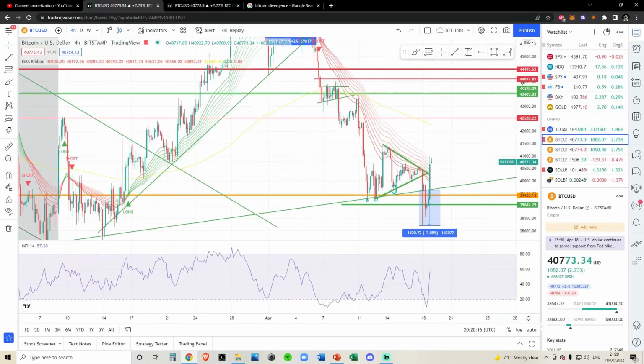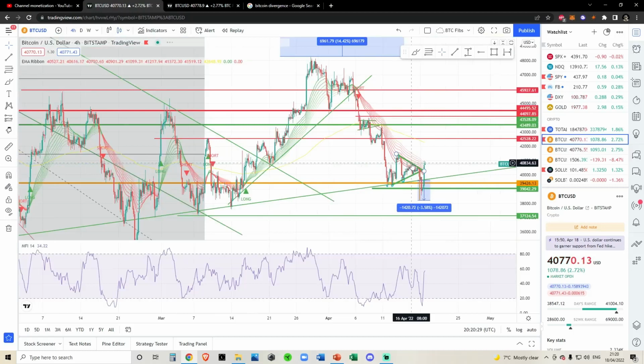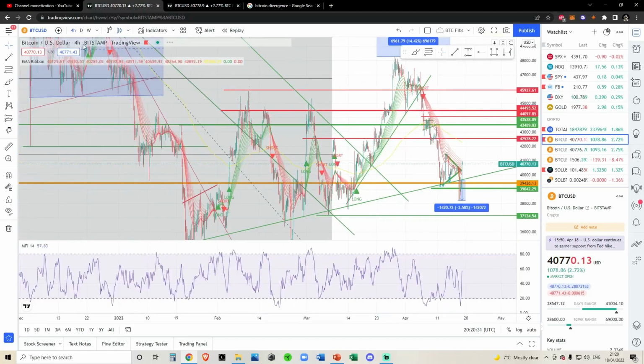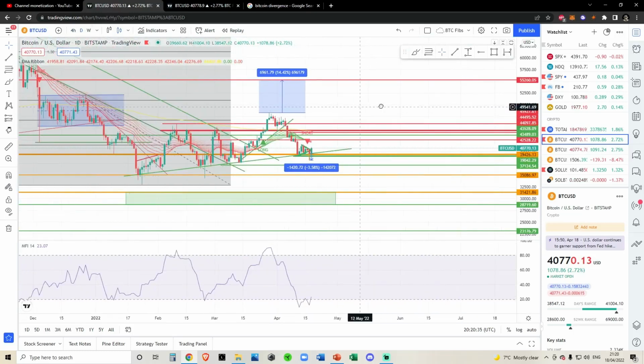On the 4 hour though, we're hopping above the 4 hourly EMA, so I'd say if we have a strong break above 41,000, which is obviously a psychological level as well, we will continue the push up to 42.5. Once we break out of 42.5, there's really not anything else that we need to worry about apart from the all-time high, in my opinion. So that is all I've got for Bitcoin.